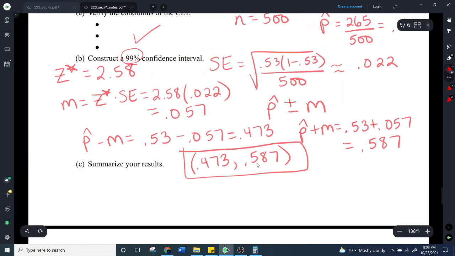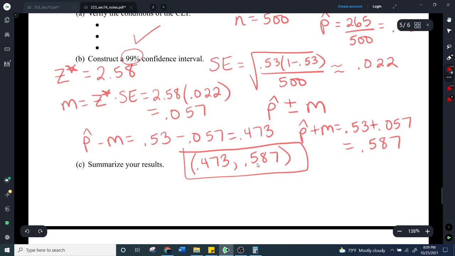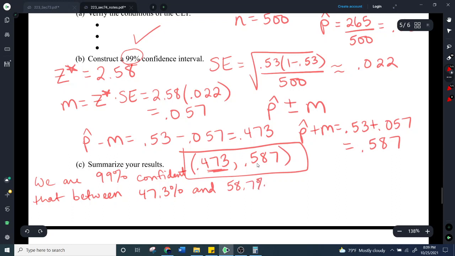So let's summarize our results. Let's write a statement. We can say we are 99% confident that between 47.3%, so that's this number just as a percentage, and 58.7%, so again, that's this number as a percentage, will vote for the candidate.